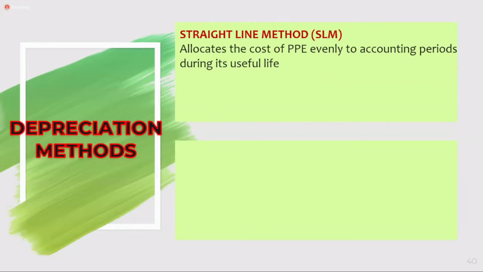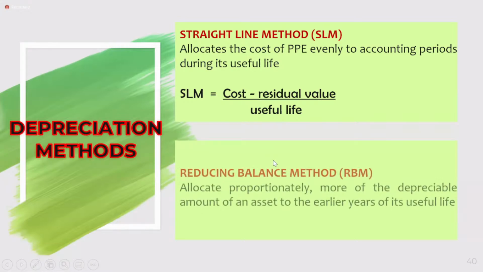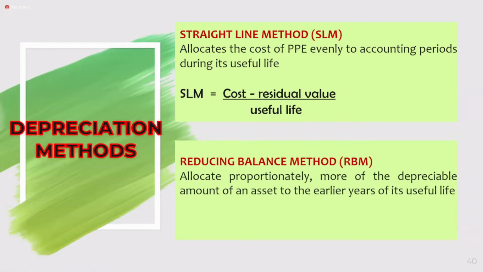Methods, straight line method. Okay, straight line method allocates the cost of PPE evenly to accounting period during the useful life. So formulanya untuk straight line method, cost less residual value divide by useful life. And then the second method will be reducing balance method. Reducing balance, kita di sini menggunakan reducing balance method.